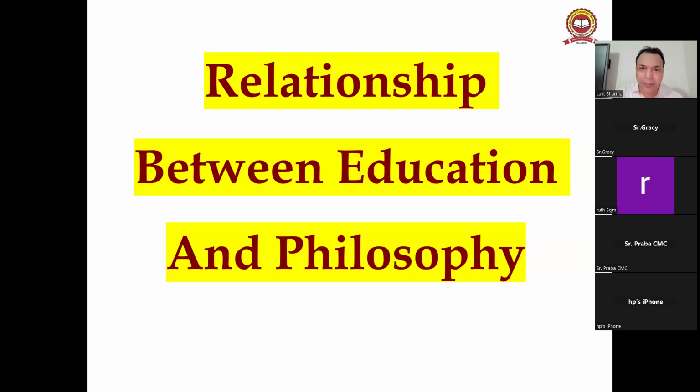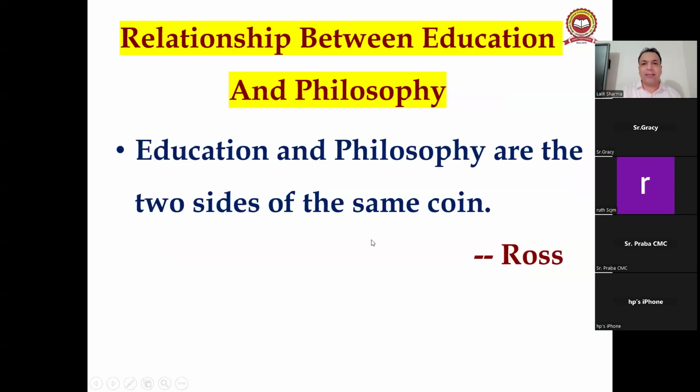Can you tell me? You have the copy and pen, please write in the copy if you know the answer, or you will get the answer in the next slide. See, this is the answer. Relationship between education and philosophy. It is said by Ross, who was an educationist philosopher. He said that education and philosophy are the two sides of the same coin.